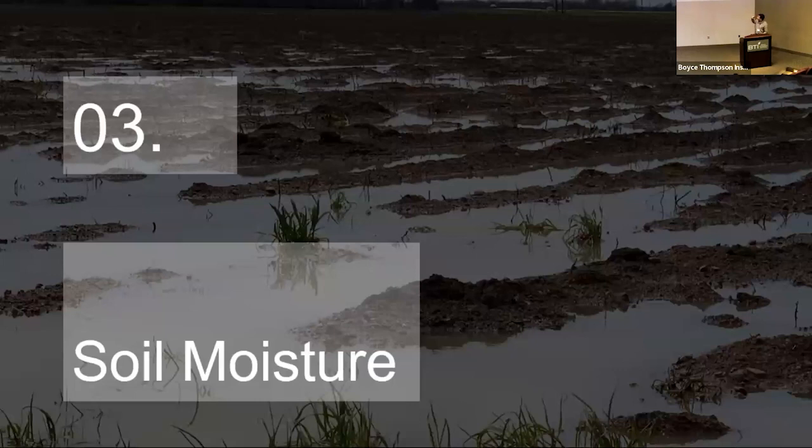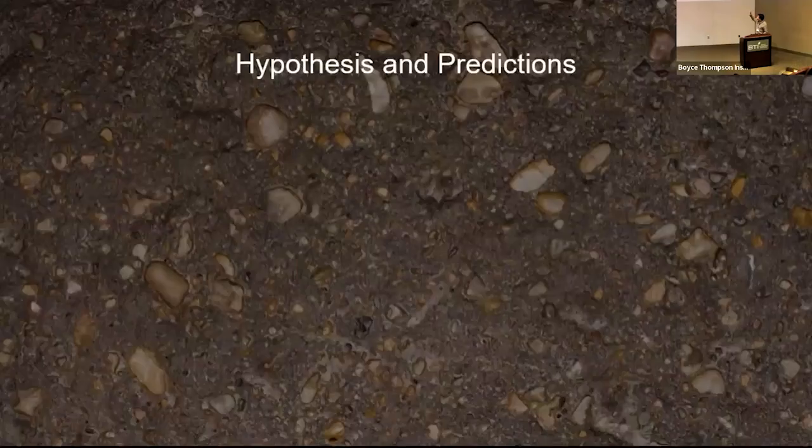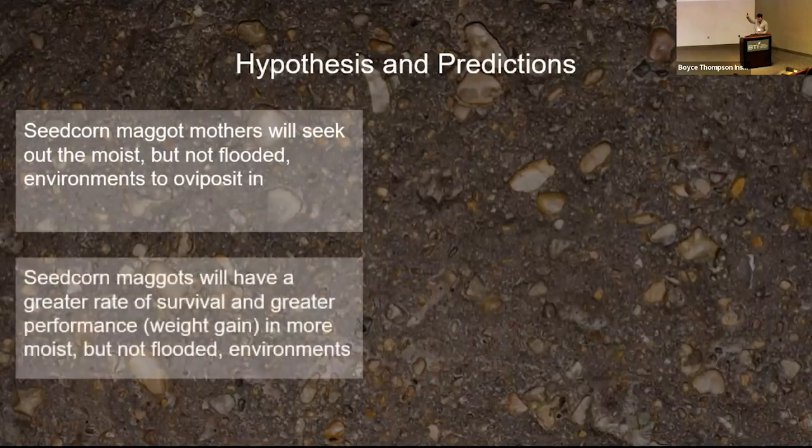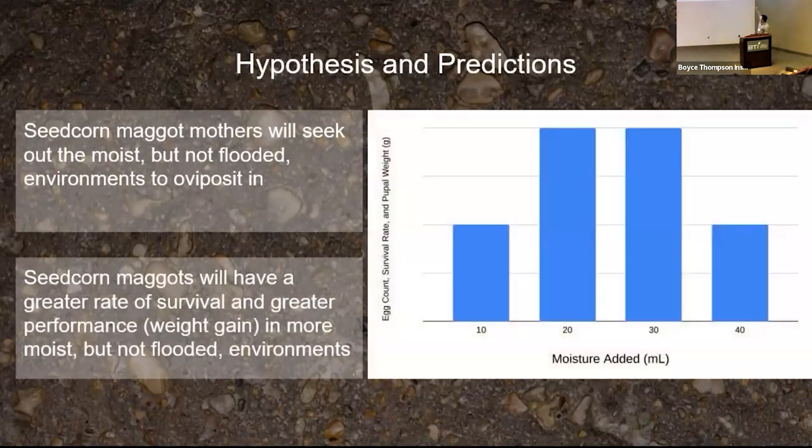Okay, so next we look at soil moisture. So we thought that seed corn maggot mothers would seek out moist but not flooded environments to oviposit in. And again, they would perform the best in those moist but not flooded environments. So we expected a kind of curve like this, where we added 10, 20, 30, and 40 milliliters of water to different samples. And we expected survivability to be higher from 20 to 30, but not 10, which would be too dry, and 40, which would be too moist.